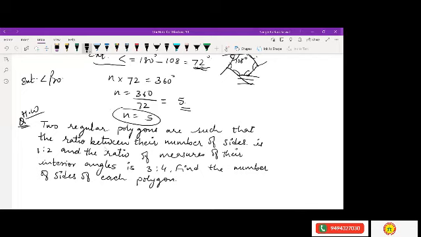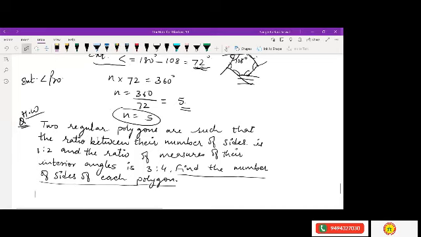So two regular polygons are such that the ratio between their number of sides is 1:2 and the ratio of the measures of the interior angles is 3:4. The sides ratio is given, the interior angle ratio is given. Find the number of sides of each polygon. Read the question carefully and try. Ma'am, should we only find the sides of each polygon, or also the interior angles? Whatever you are asked to find, you have to do.